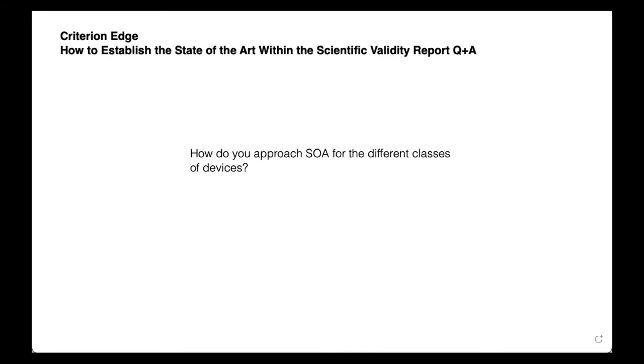All right, thanks, Sarah. Next question. This might have been asked before, but we have a few people asking something similar. State of the art is needed for the PEP, SVR, and PER. Where should we put it without repeating it 3 times?